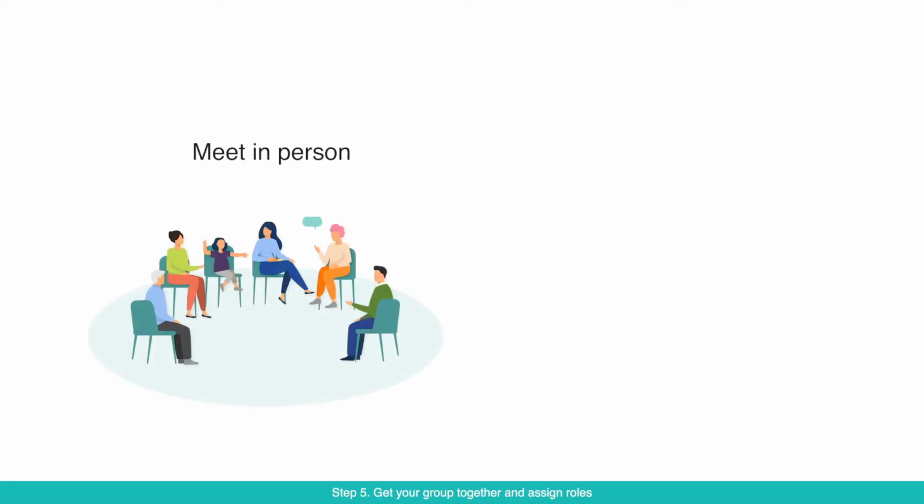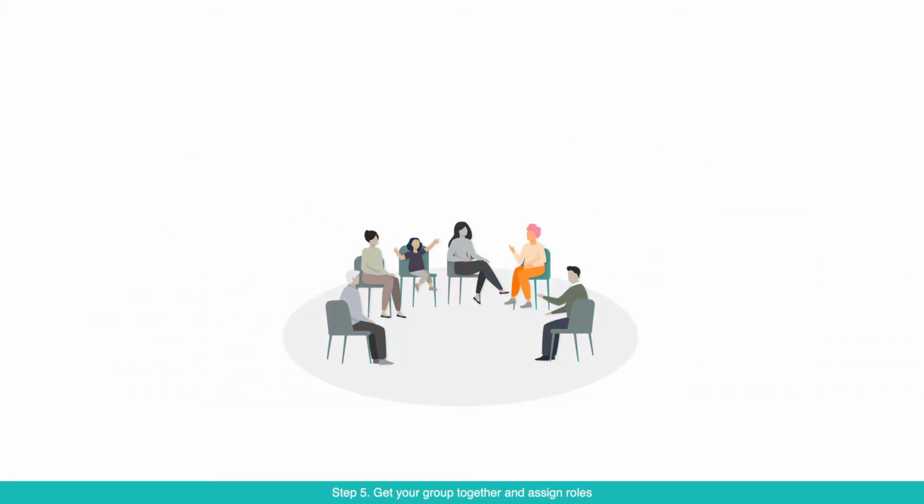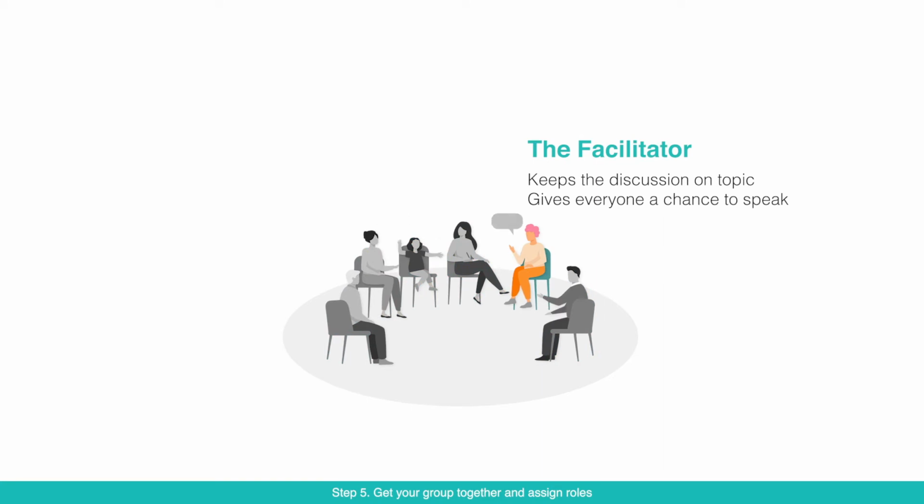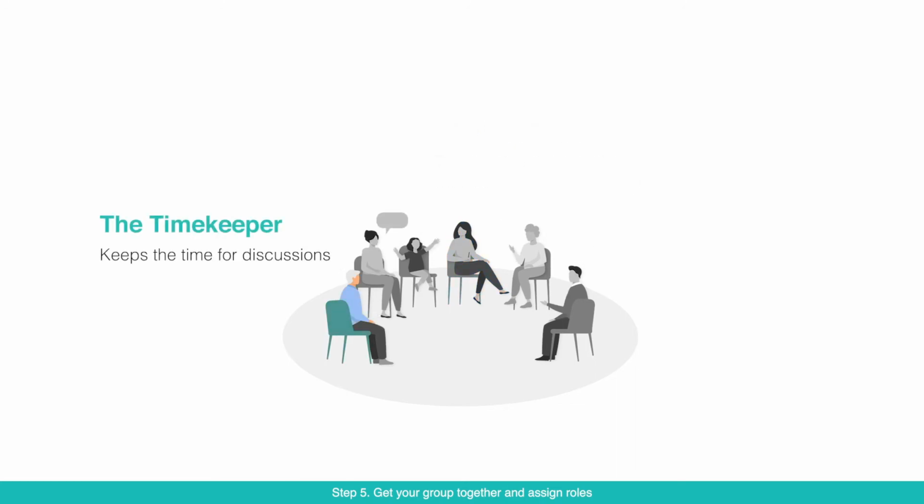Step 5. Get your group together and assign roles. Feel free to meet in person or virtually, whichever is more comfortable. Once you've gathered everyone, assign the following roles. The Community Circle Facilitator. This person ensures that the discussion stays on topic and makes sure that every person is getting a chance to speak. The Recorder. This person takes notes on what is said and checks in with the group to make sure that their comments are being recorded accurately. The Timekeeper. This person makes sure that discussions stay on time.